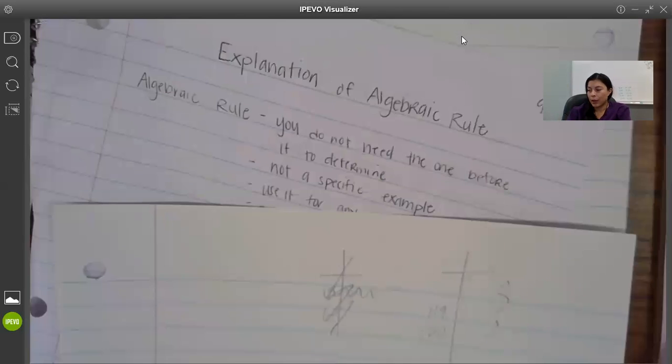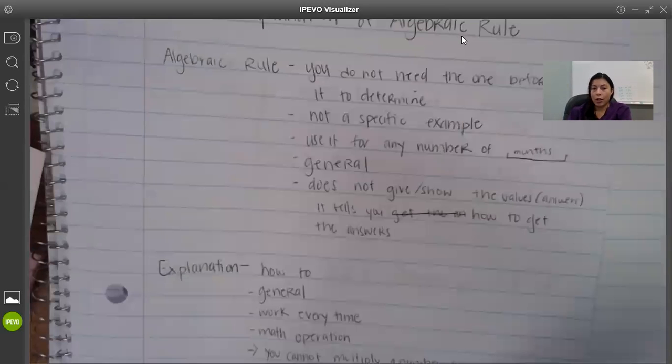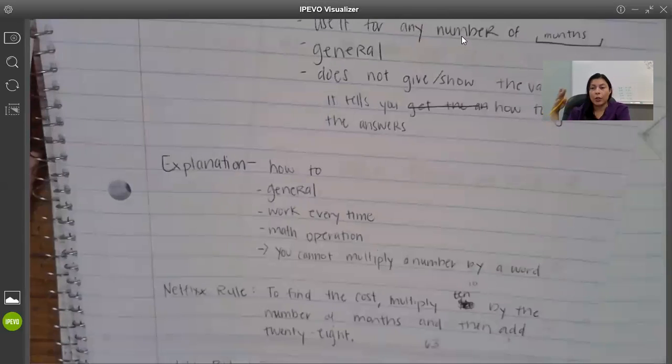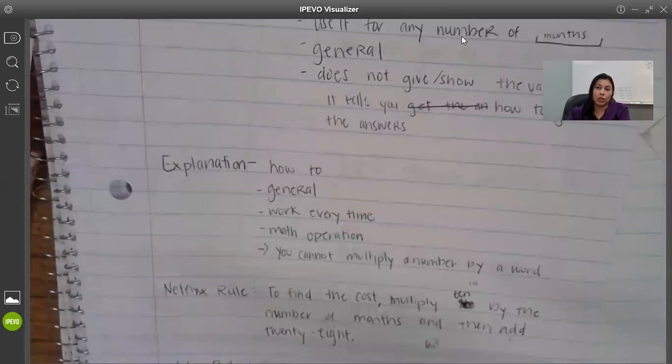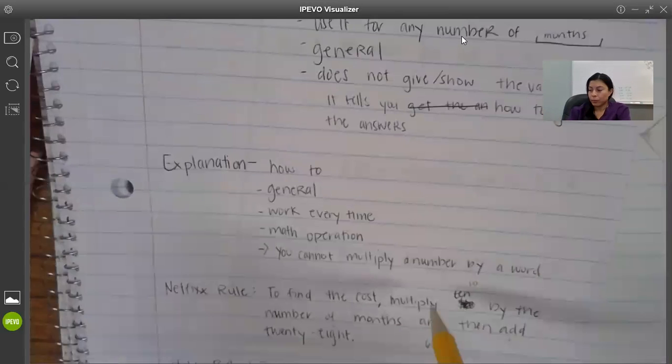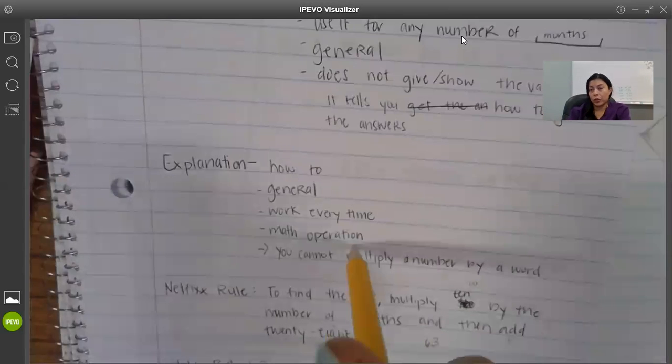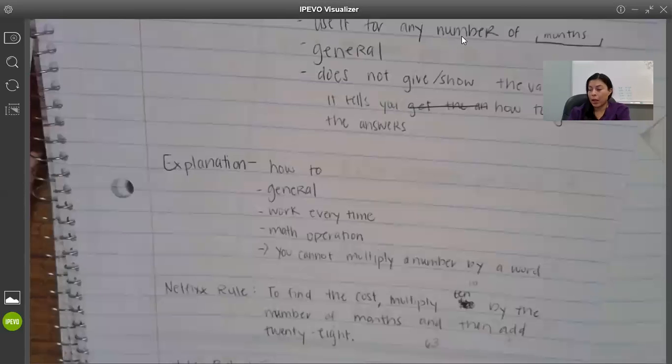Other things to keep in mind are that your explanation should be like a how-to. If someone didn't know how to calculate it, it could explain how to calculate it for any number of months. It should be general. It has to work every time. It can't just work for the even numbers or numbers 1 through this. And it should involve some math operation, whether it's adding or subtracting, multiplying.